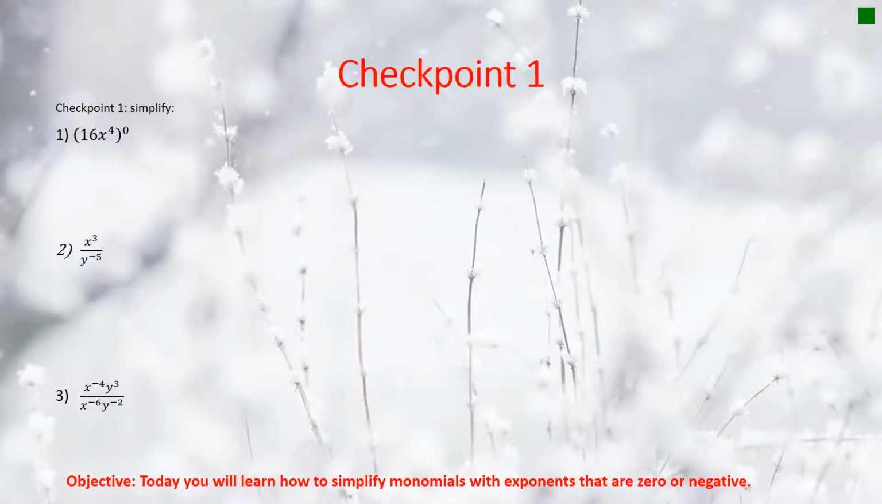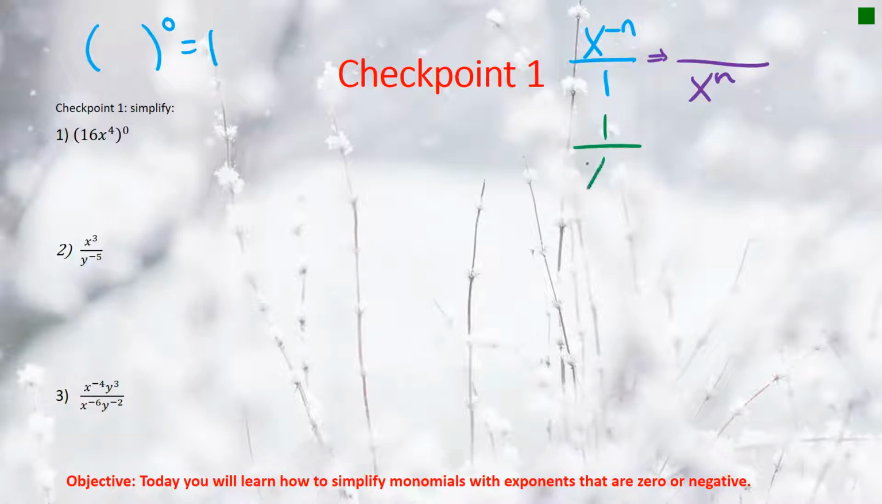Okay, so here is checkpoint 1. Remember the rules. Anything to the 0 power equals 1. A negative in the top, we don't want it there. We move it to the bottom and make it positive. A negative in the denominator, we don't want it there. We move it to the top and make it positive. So play the stay or move game, then clean them up. Pause the video. See you soon.